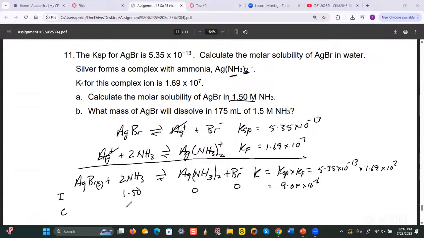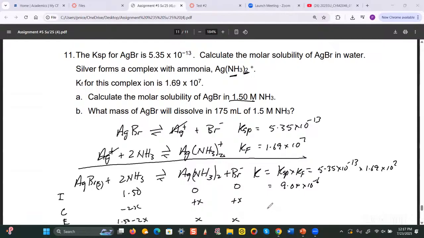The change here would be minus X, oh, I'm sorry. If we're going to assume that the change for the complex and the bromide on the other side is plus X here and plus X here, then the change as far as the ammonia is concerned is minus 2X, right? So that at equilibrium, you're going to have 1.50 minus 2X, and here you're going to have X, and here you're going to have X, right?